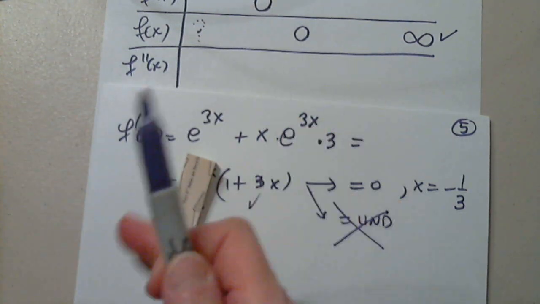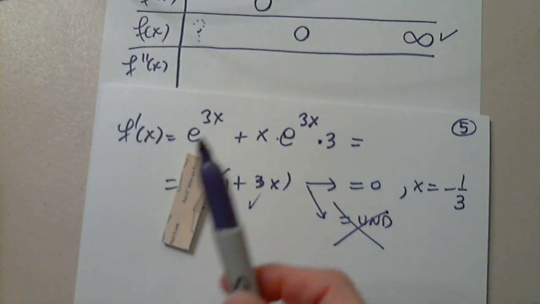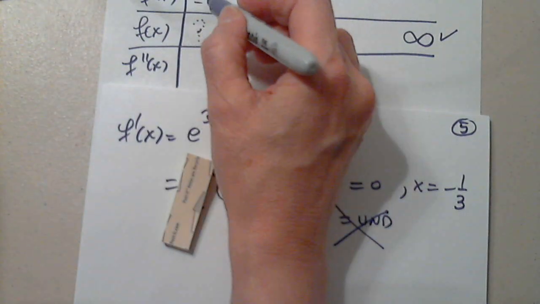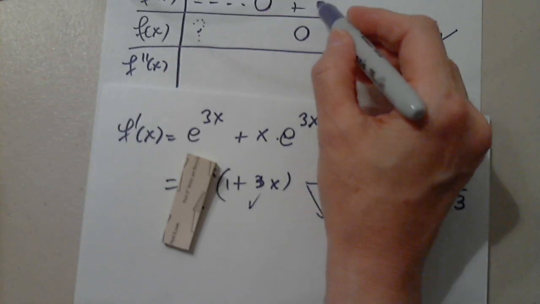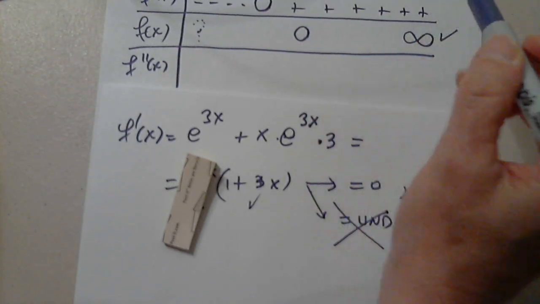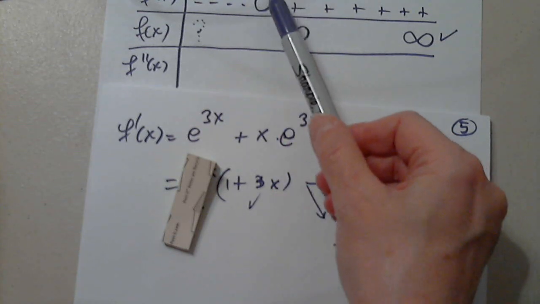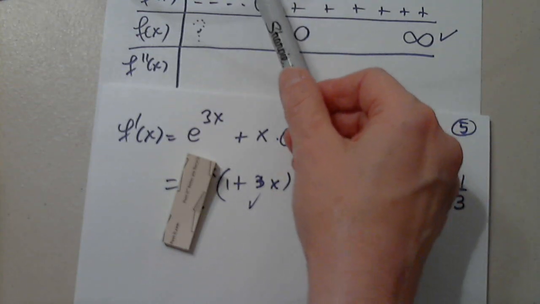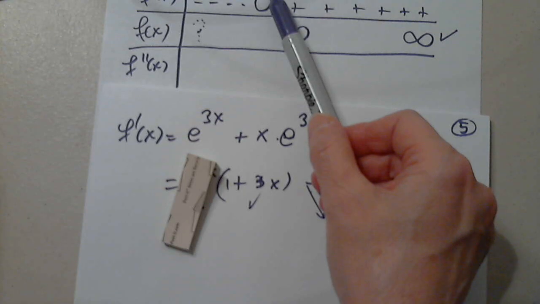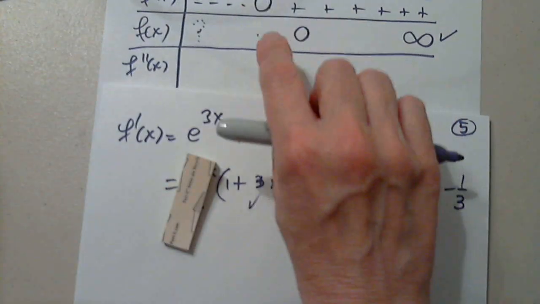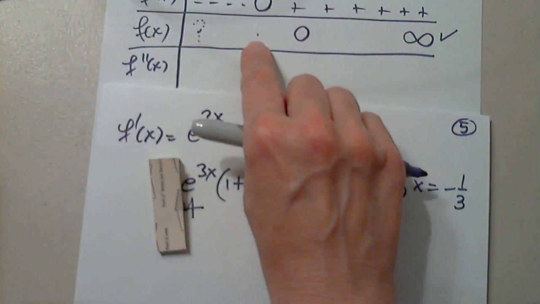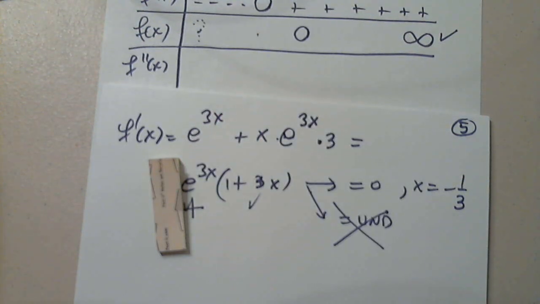To the left of negative 1/3, it is negative. To the right is positive. Now, I have to find the value of the function at negative 1/3, because I have to find this y value. So, not a friendly function, as I said from the very beginning.